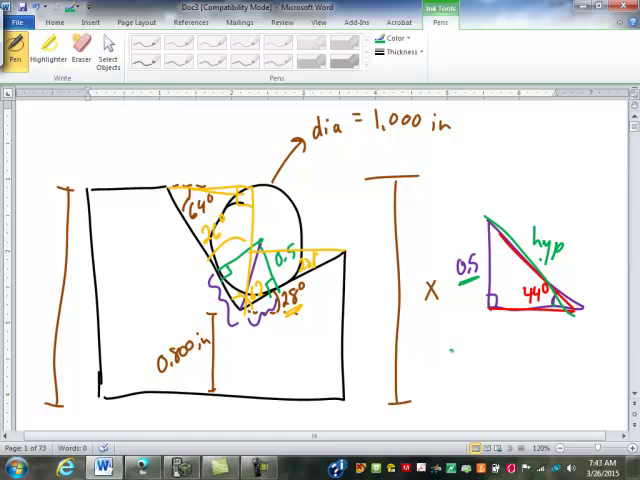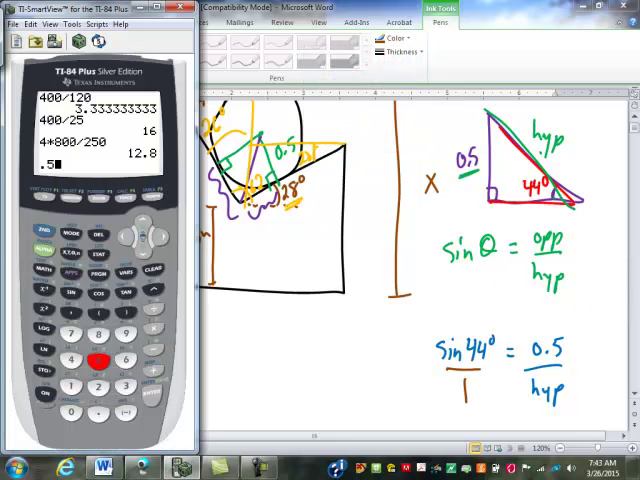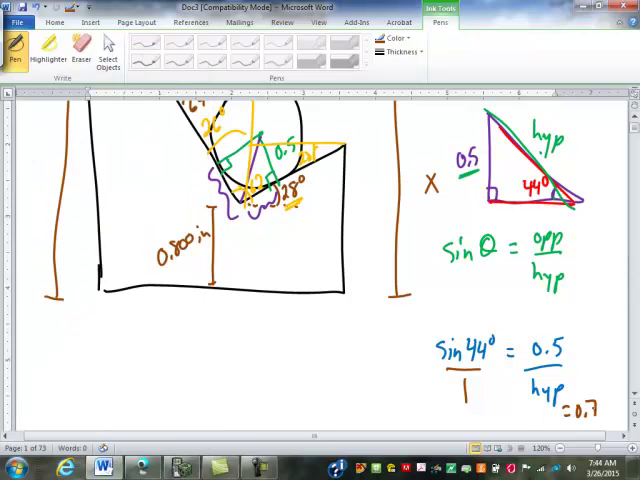Opposite. So I have opposite over hypotenuse makes sine. So sine of theta equals opposite over the hypotenuse. I know the angle is 44 degrees. The opposite is 0.5. I am looking for the hypotenuse. I put this over 1, so I have 0.5 divided by sine of 44, giving me 0.7198. So this is 0.7198 inches.